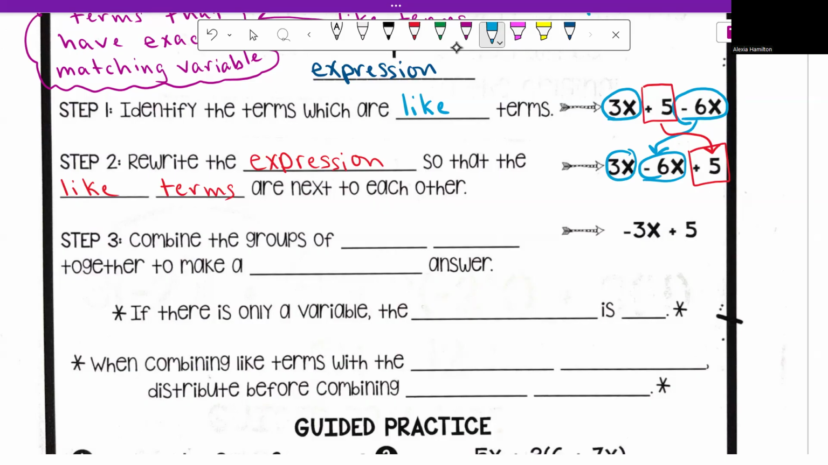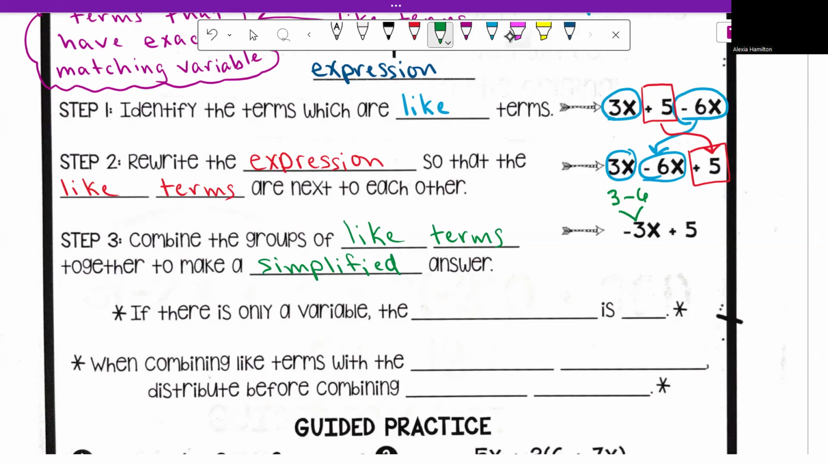Okay, and then step 3, we are going to combine the groups of like terms together to make a simplified answer. For terms that have variables, you're just looking at the number. So we took the 3, the coefficient, and then the minus 6, and that is what gave us a negative 3x. The x, the variable, is not going to change. You're just combining the coefficients.